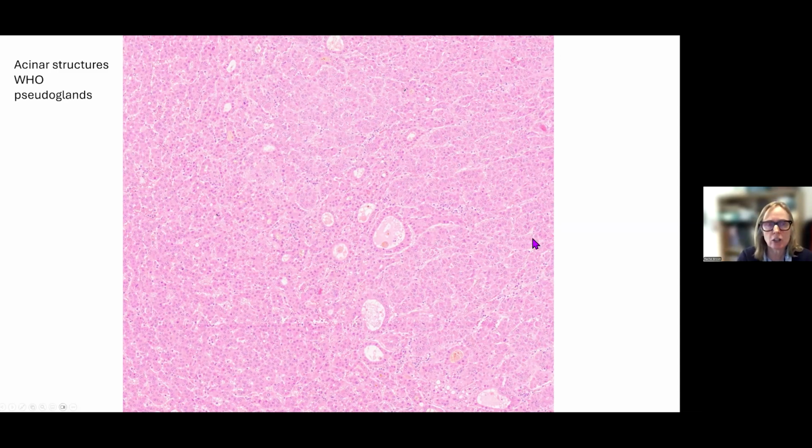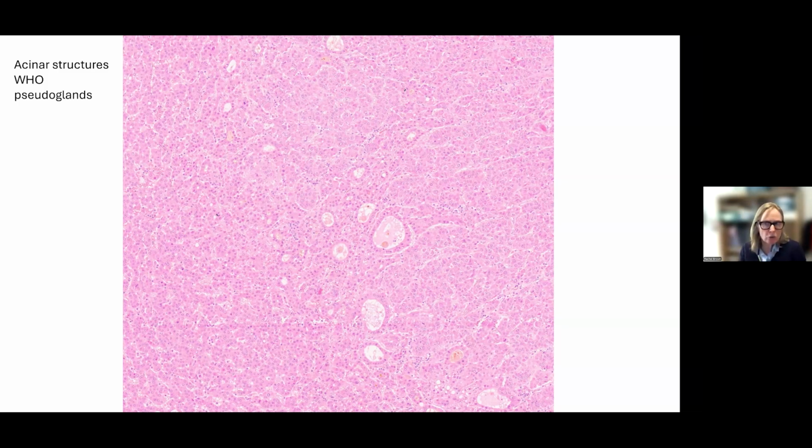So just to illustrate, unless it isn't clear to anyone, what's meant by what the WHO calls pseudoglands. I tend to use the phrase acinar structures, but with both of those, the importance is these are not ducts, are they? They're not true ducts like you would see in adenocarcinoma. That's a really important distinction. These cells are clearly hepatoid, and I would suggest clearly hepatocellular because they're making bile. We've got bile in this section.